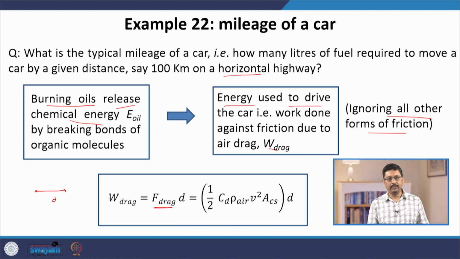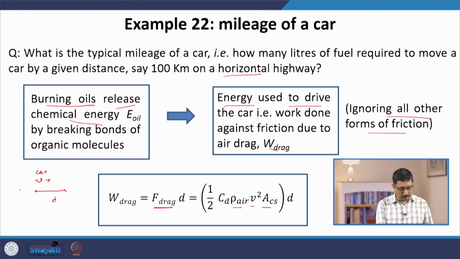Now, we remember that in the last week we actually derived an expression for this drag force, and we found by dimensional analysis that this force must be proportional to the density, proportional to the square of the velocity. So, v is the velocity of the car, the speed of the car, and A is the cross section.